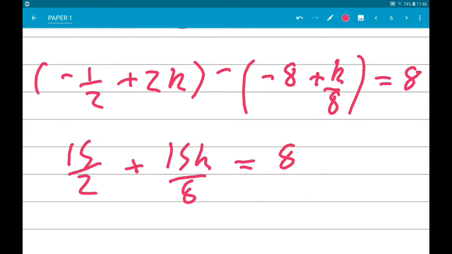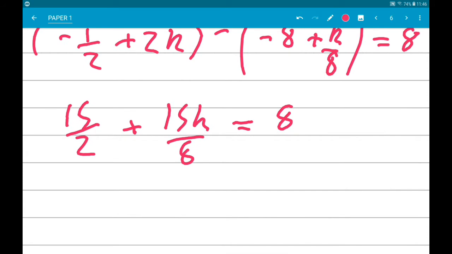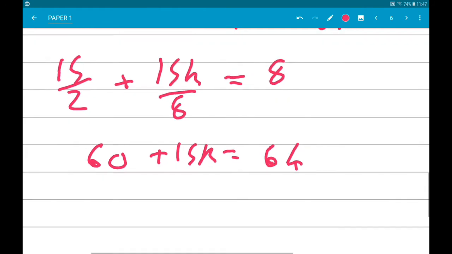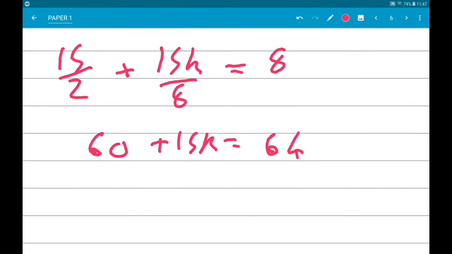If we then multiply through by 8, we get 60 + 15k is 64. Take away the 60, divide by 15, we get k is 4/15.